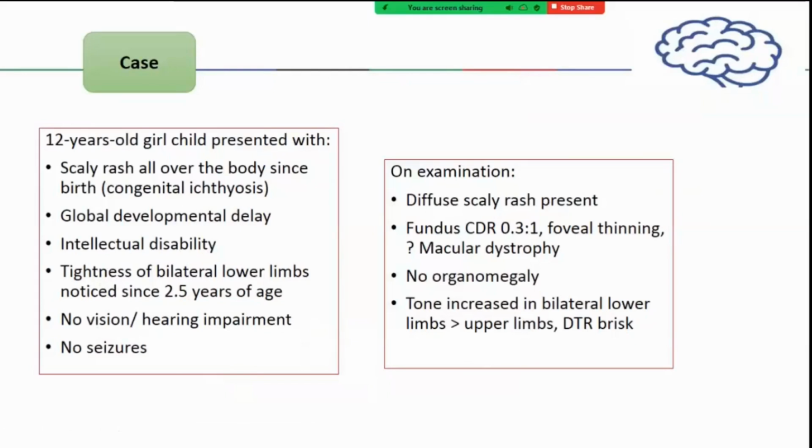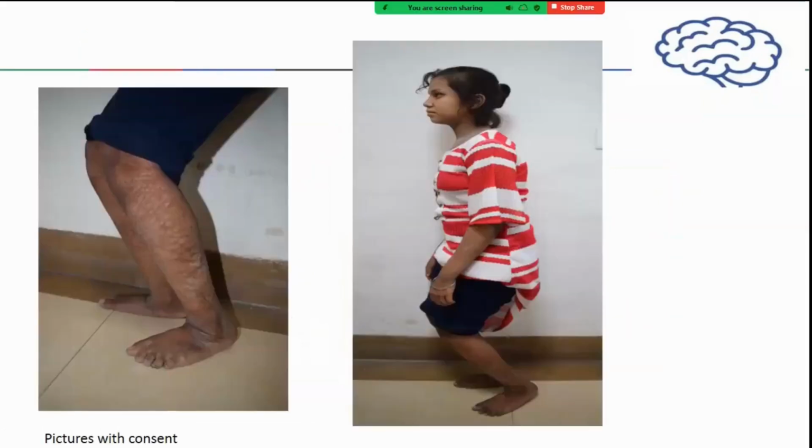So another case, this 12-year-old girl presented with scaly skin rash all over the body, like ichthyosis, developmental delay, intellectual disability, again spasticity, historically no visual or hearing problems. Fundus probably showed some foveal thickening, no organomegaly, and hypertonia and wrist reflexes. And this was the girl. You can see this severe ichthyotic changes along with spasticity, which is evident here.